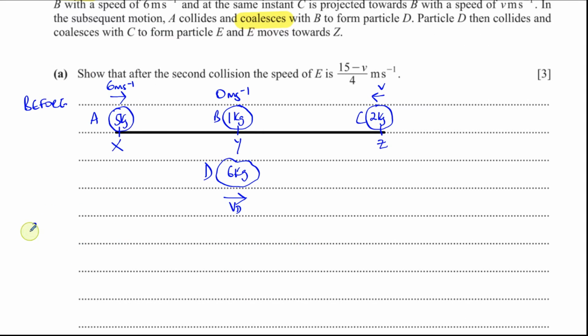Now, how do we find that? We can use the conservation of linear momentum. We know that the total momentum before the collision is going to be given by this information up here. So the momentum is the mass times the velocity.